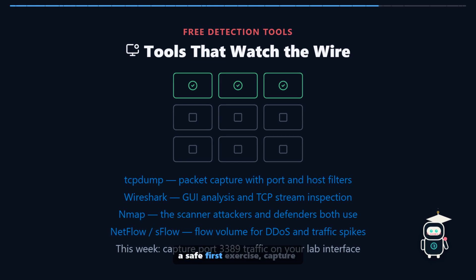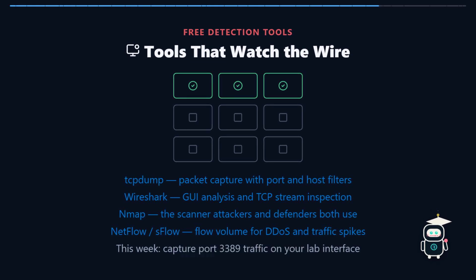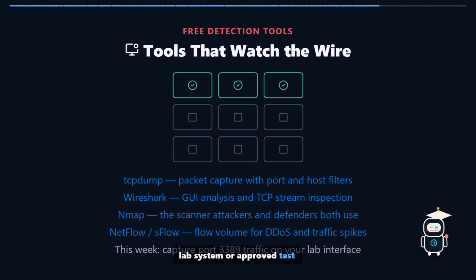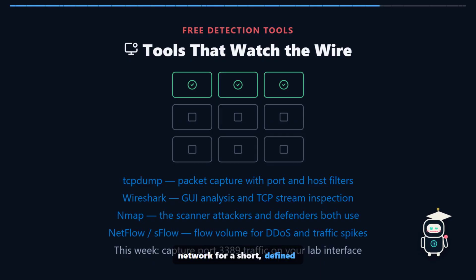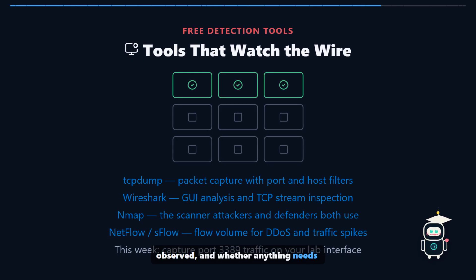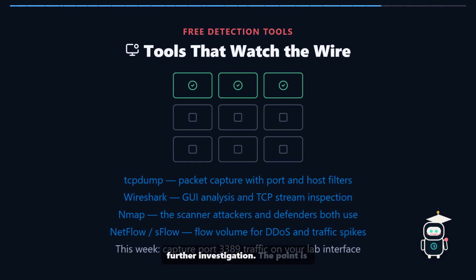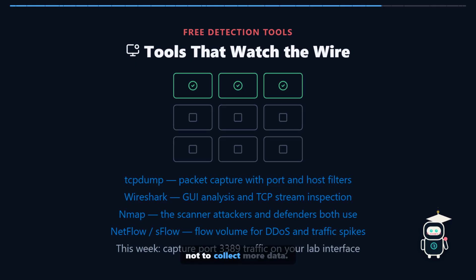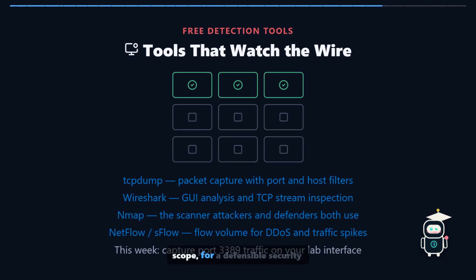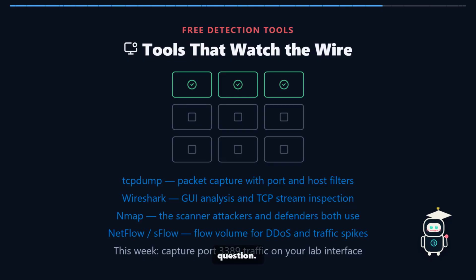For a safe first exercise, capture traffic only on a personal lab system or approved test network for a short, defined period. Document what you expected to see, what you actually observed, and whether anything needs further investigation. The point is not to collect more data. It is to collect the right evidence within the right scope for a defensible security question.